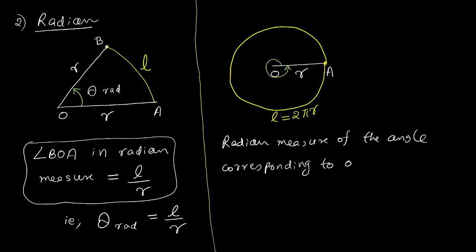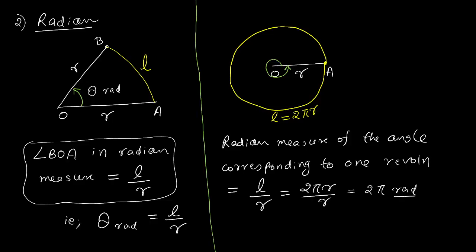The angle corresponding to one revolution is equal to L by R. We studied that; that is the definition. In this situation, what is L? L is 2 pi r, so 2 pi r by r. The r cancels, and we get 2 pi radians. Let me write the unit here: 2 pi radian.